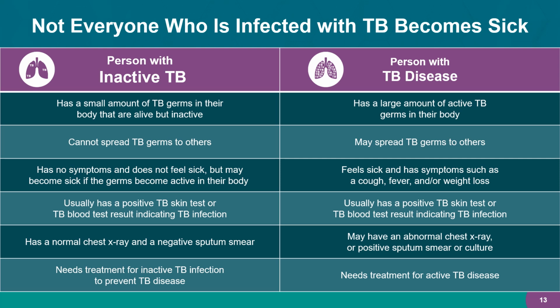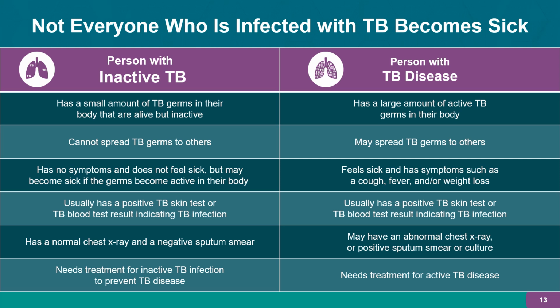This table shows a side-by-side comparison of inactive TB and TB disease. A person with inactive TB has a small amount of TB germs. They cannot spread TB to others. They are asymptomatic. They usually have a positive TB skin test or blood test, have a normal chest x-ray, and need treatment to prevent TB disease.